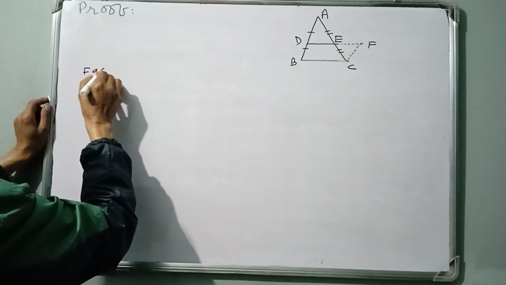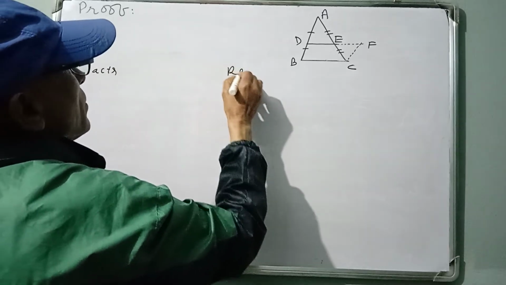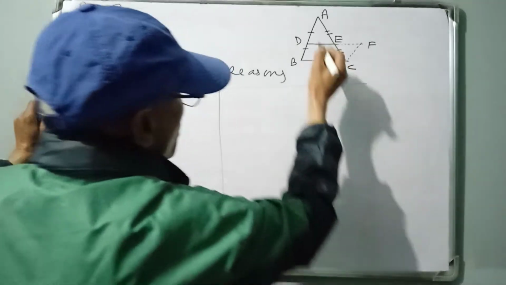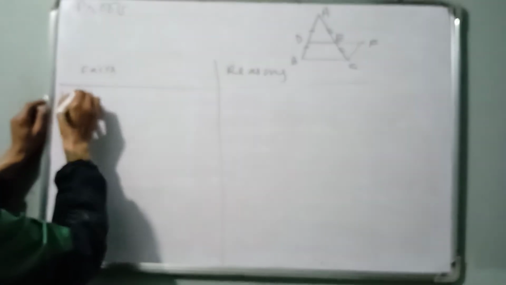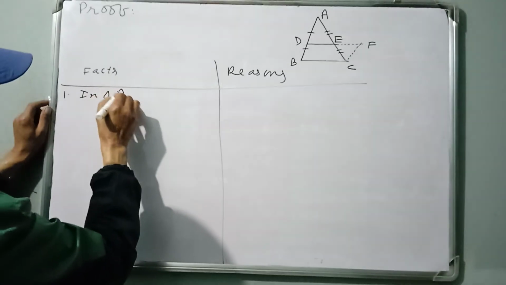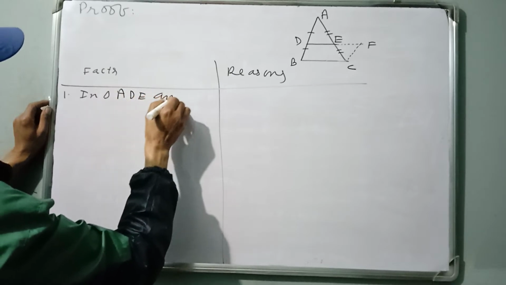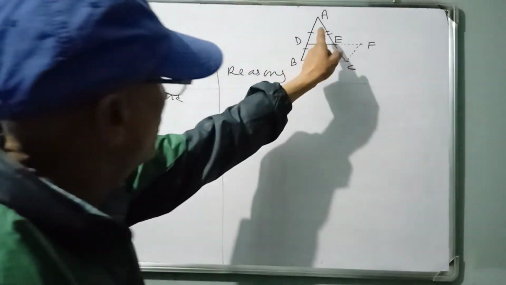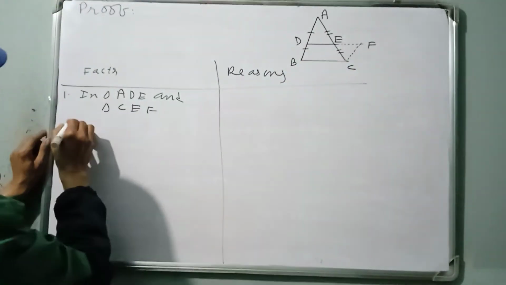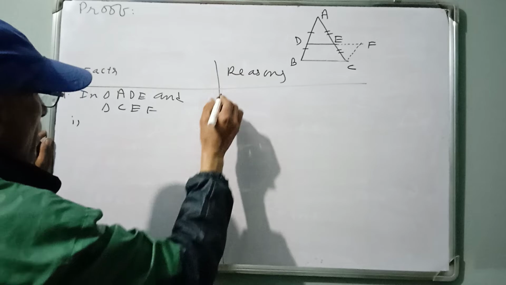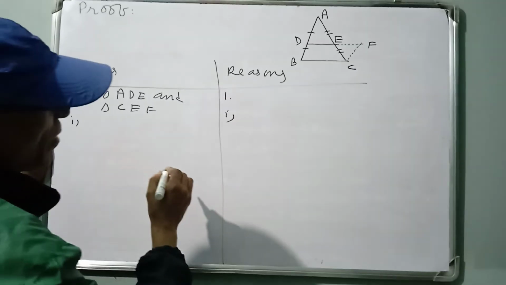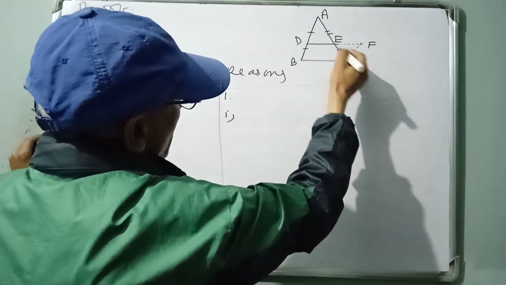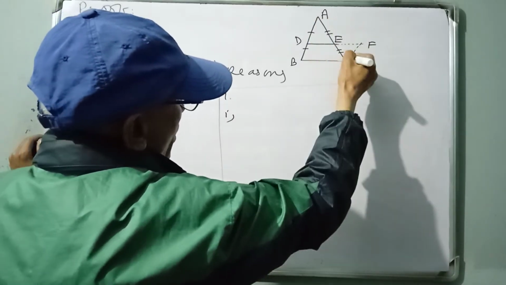So, facts, reasons. Without wasting time, you should show these two triangles are congruent. In triangle ADE and triangle CEF, these two triangles are directly side angle side or side angle angle. You can write side angle angle also. This angle equal this angle. Angle side angle is also correct.